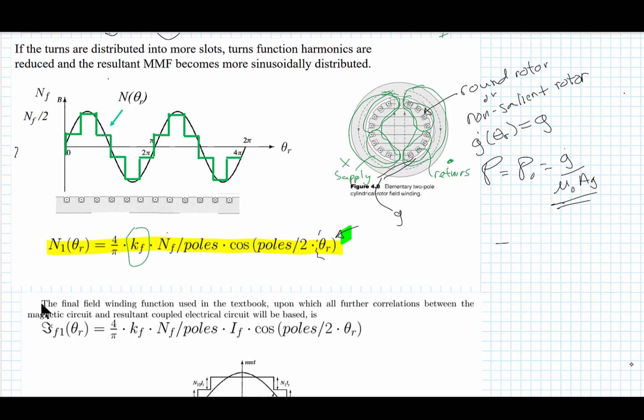And so as the winding becomes more distributed, and you could think of it as the number of slots increasing, the KF gets smaller.